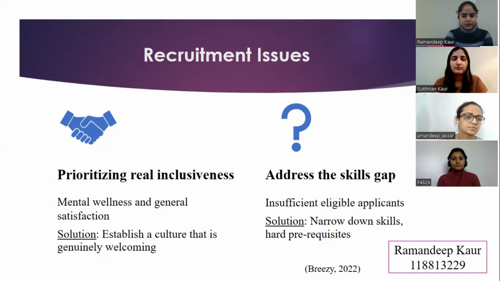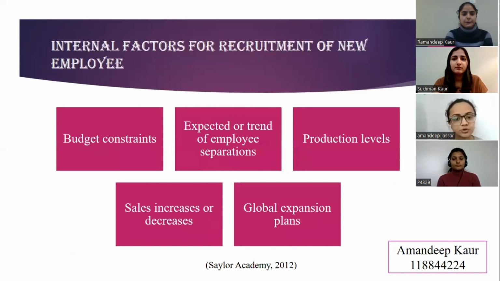Hi everyone, I'm going to talk about internal and external recruitment factors. Internal recruitment means recruiting an employee within an organization. There are many factors which affect internal recruitment. First one is budget constraint. The most affecting recruitment constraint is cost and total recruitment budget. Because if the total cost of hiring the right candidate is less than the total revenue lost by not hiring him, it is really important. Next one is expected trend of employee separation.